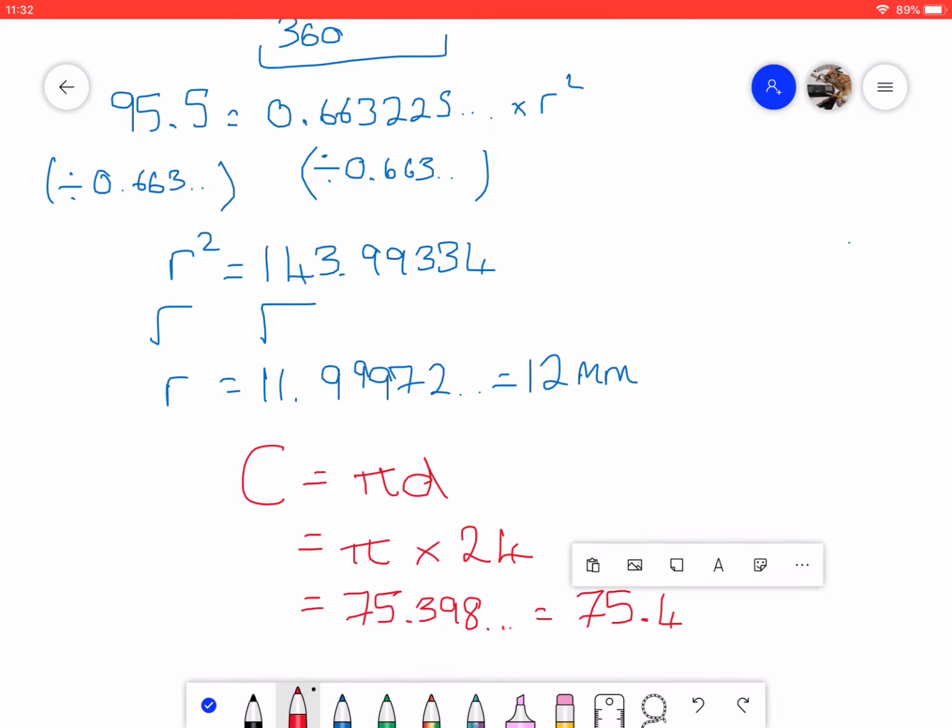75.4 millimetres. I don't know why it hates m's, but this will give you a good laugh.